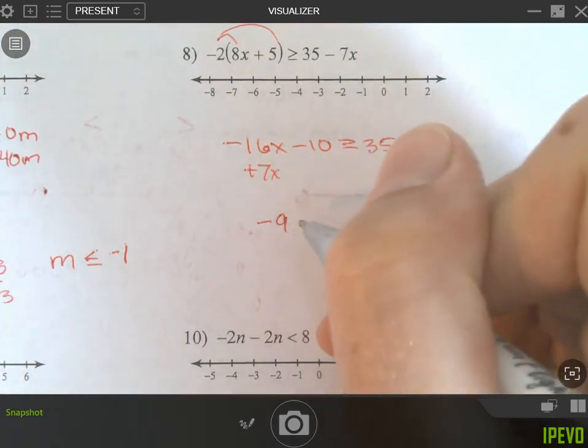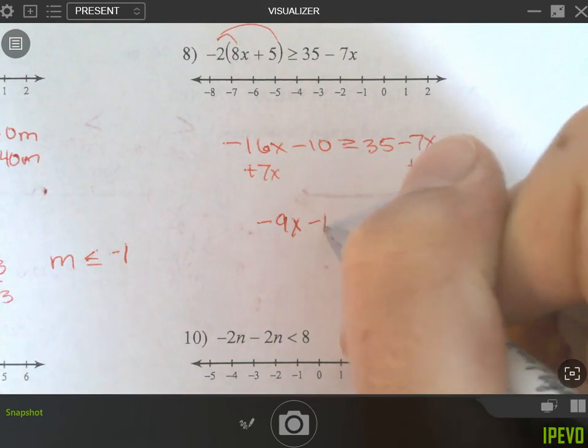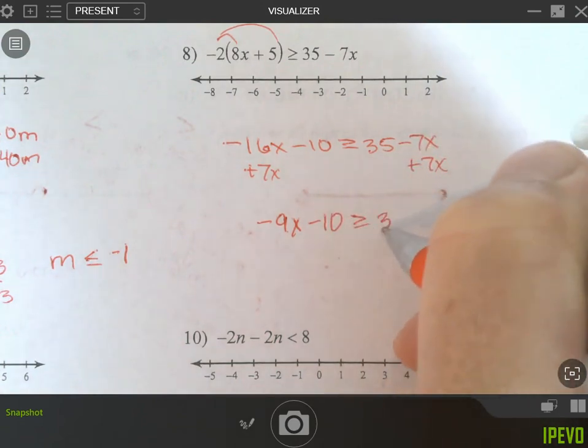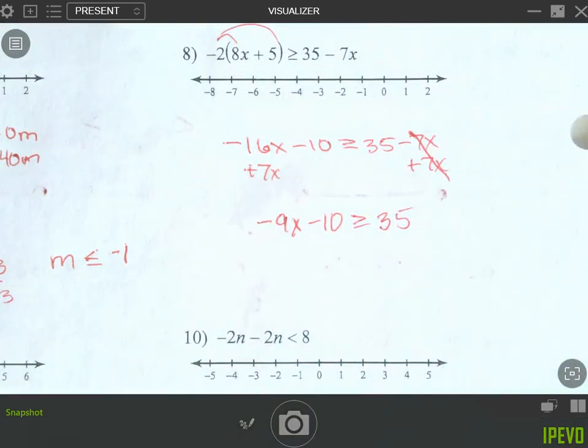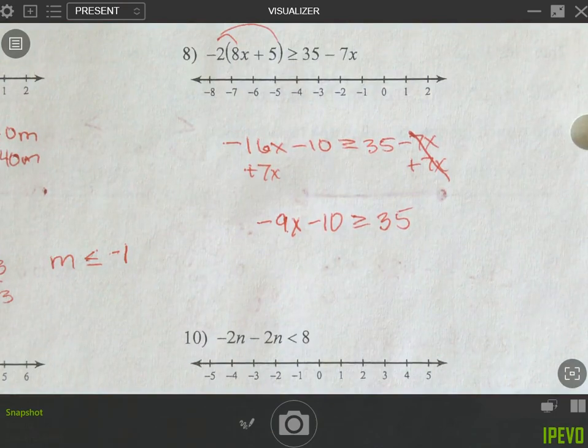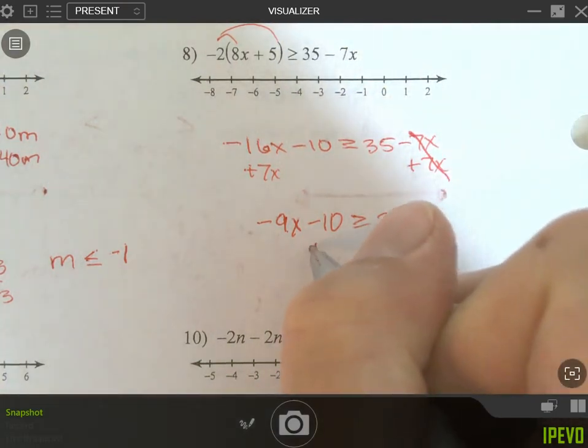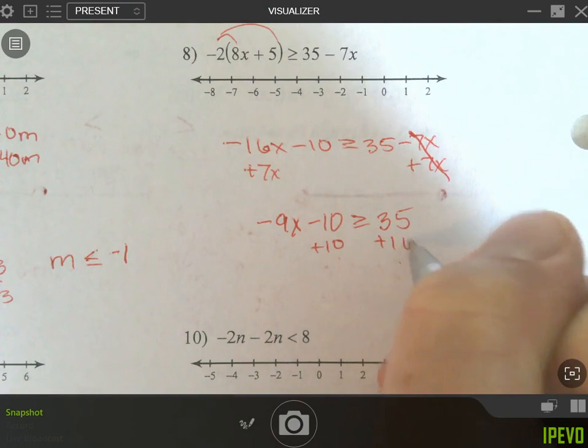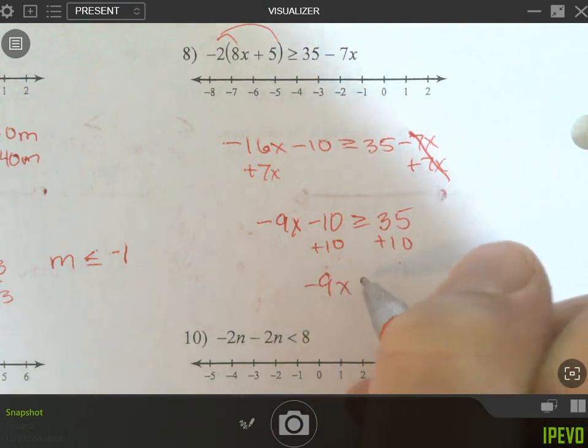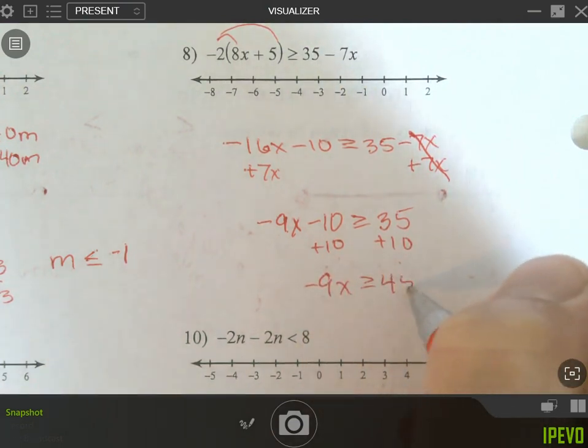Oh, I didn't do that. You went negative 9x minus 10, so you moved your numbers first, right? Yeah. And that's fine. So you're going to see the same numbers, but maybe on a different side or in a different order. Now I'm going to add the 10 so I can get x by itself, and I get negative 9x is greater than or equal to 45.